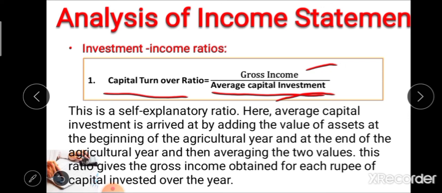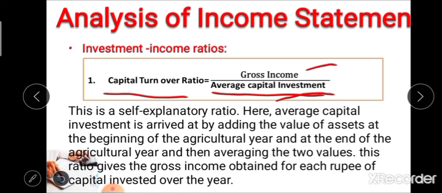This ratio gives the gross income obtained for each rupee of capital invested over the year. That means this ratio shows the relationship between gross income and average capital invested in a year. Whatever the rupee invested in a year, how much gross income is obtained in that particular year, that can be calculated by using this capital turnover ratio.